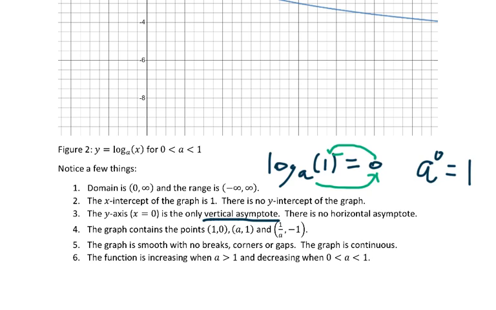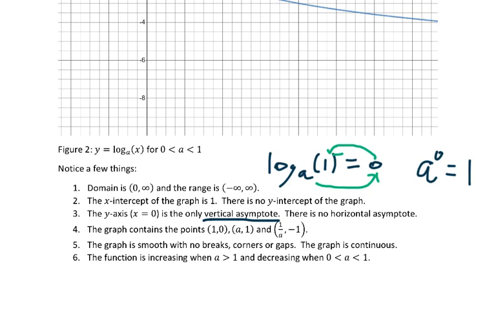Basically, as x approaches 0, but x is always positive, but we let x get closer and closer to 0, the logarithm function is either going to go to plus infinity or minus infinity. In either case, we say it's a vertical asymptote, and there's no horizontal asymptote.